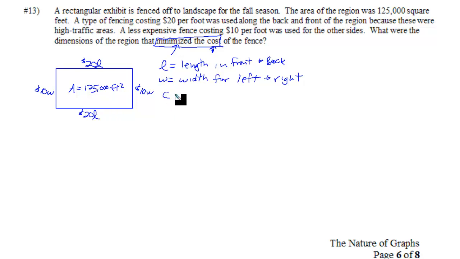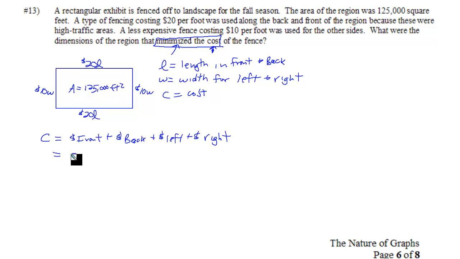So let's say that C is the cost function. So let's make a cost function. The cost is going to be equal to the money that it takes to fence the front plus the money that it takes to fence the back plus the money it takes to fence the left side plus the money it takes to fence the right side.